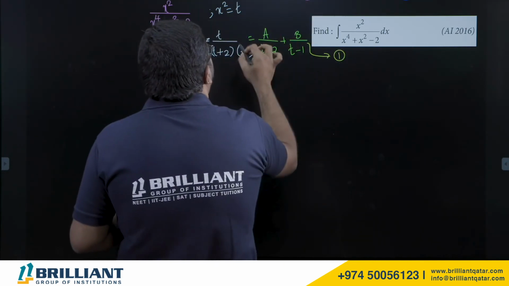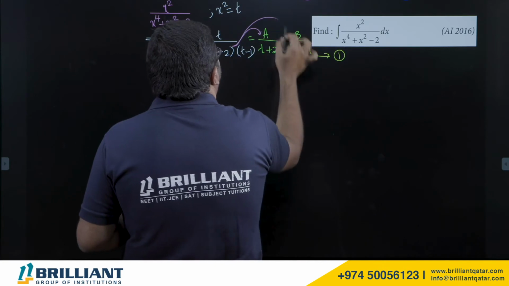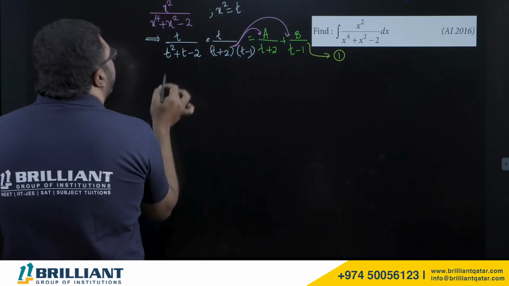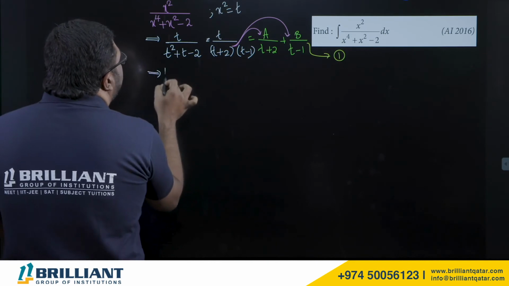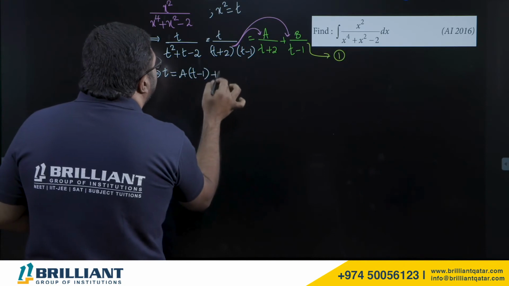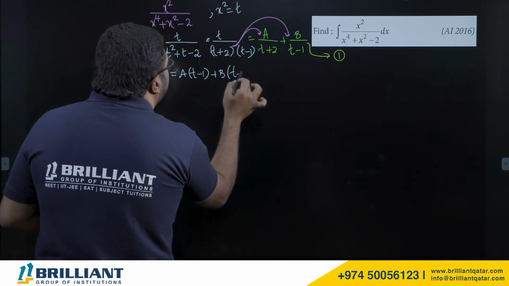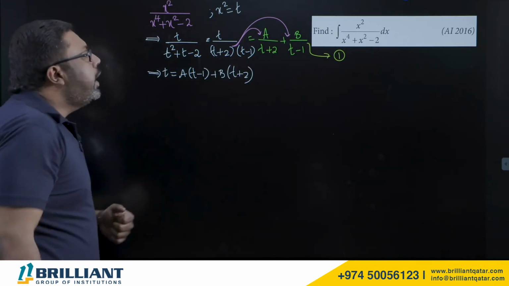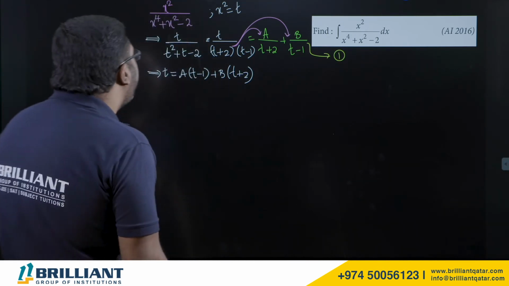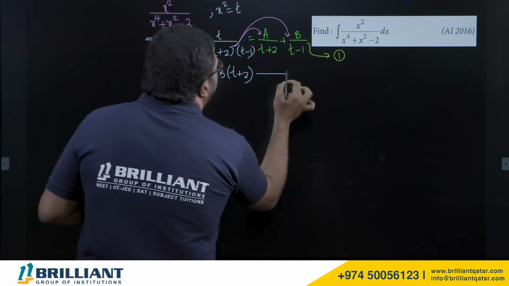And then the method is multiply, right? The same old method, multiply it up, what do you get? That implies t is equal to A into (t minus 1) plus B into (t plus 2). This is what you get. Start putting the values here. Call this equation number 2.